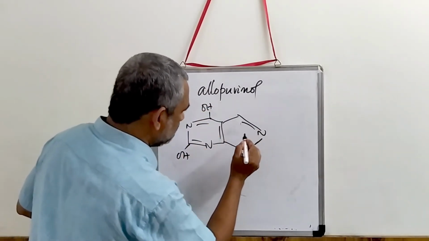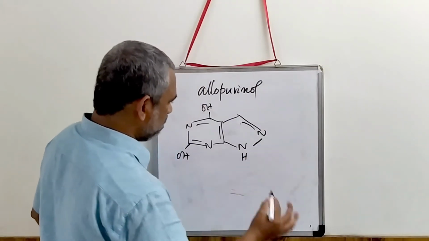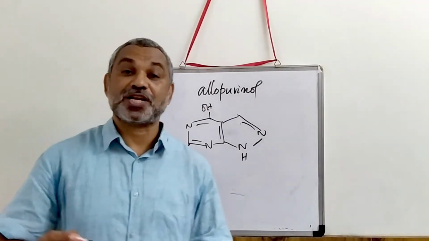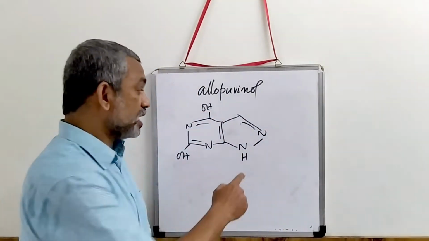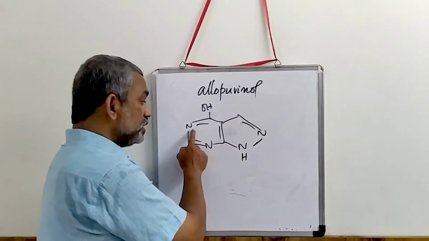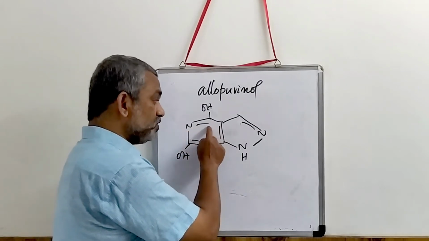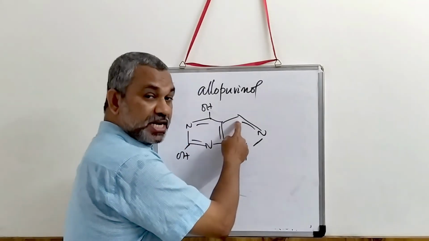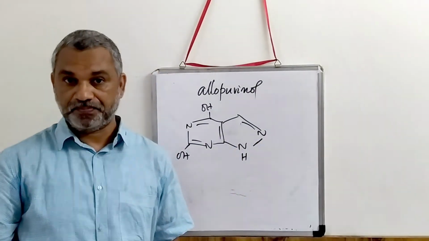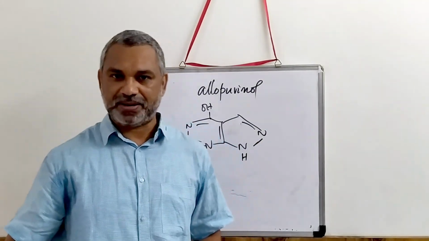Okay, hydrogen. Okay, so this is done. This is the structure of allopurinol. The structural variation has occurred. So this is carbon number 1, 2, 3, 4, 5, 6, 7. The nitrogen at position 7 is shifted to the 8th place. That is, a structural change has happened.